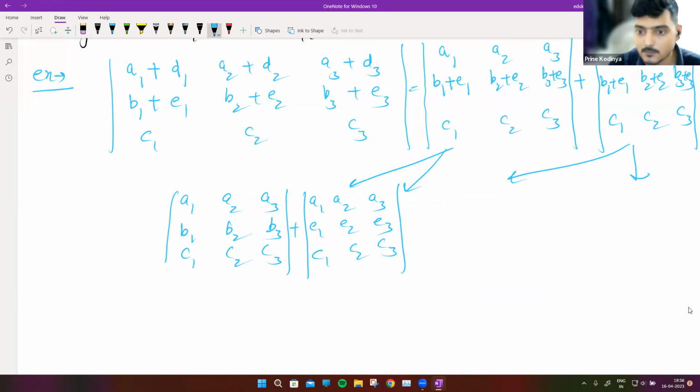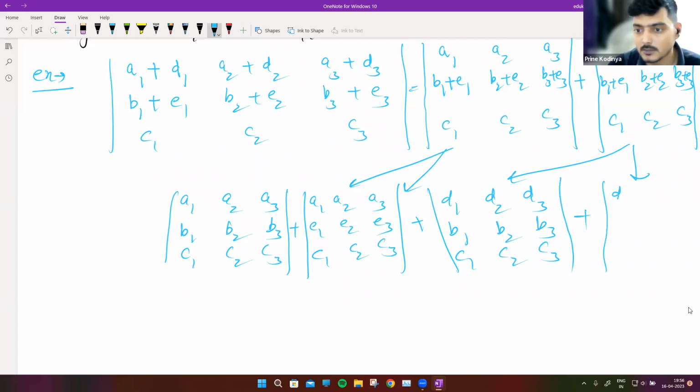And then similarly, this would be D1, D2, D3. Then this would be B1, B2, B3. And this would be C1, C2, C3. Plus, this would become D1, D2, D3. This would be E1, E2, E3. And this would be C1, C2, C3.